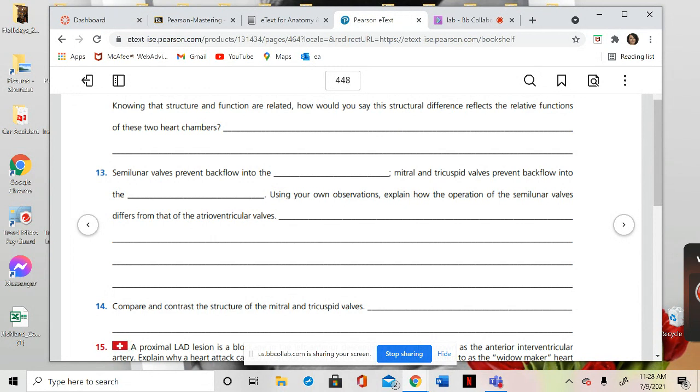Number 14, compare or contrast the structure of the mitral and tricuspid valve. Well, both have flaps secured to papillary muscles by chordae tendineae. The right valve has 3 cusps and the left valve has 2. That's the only difference.